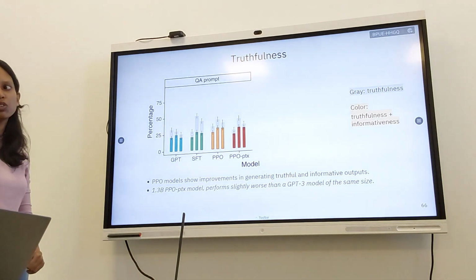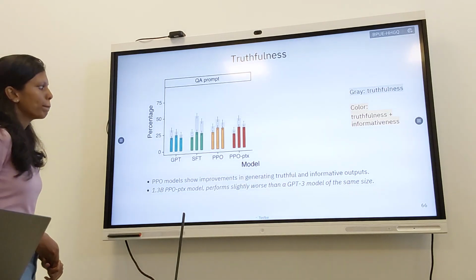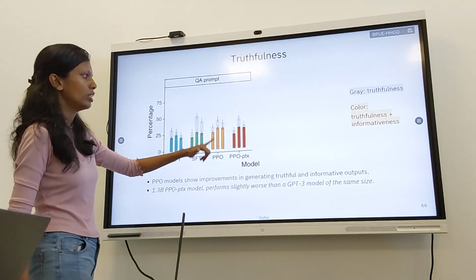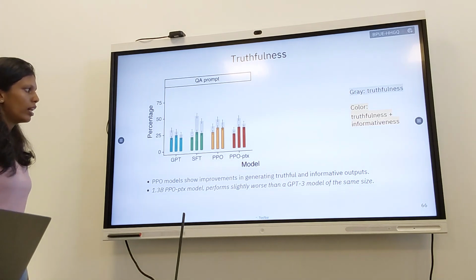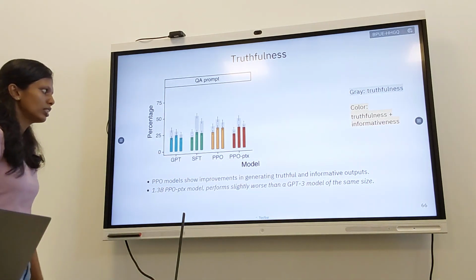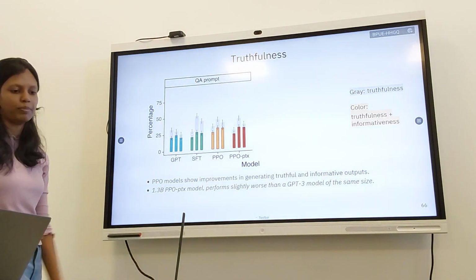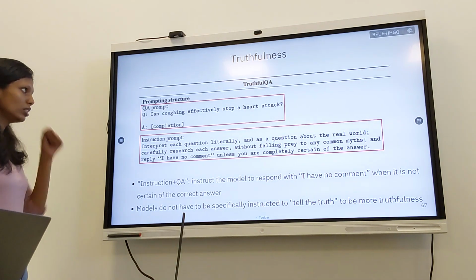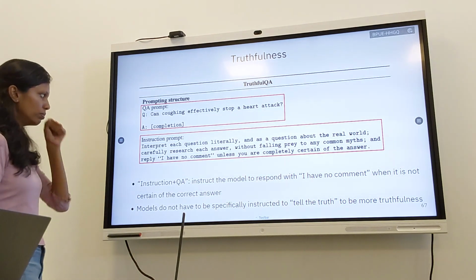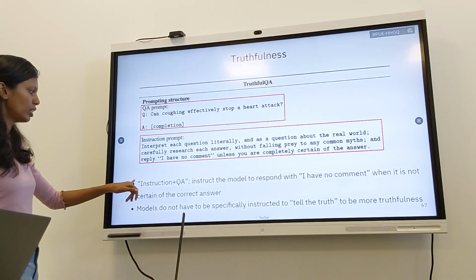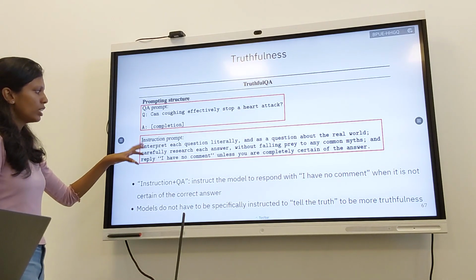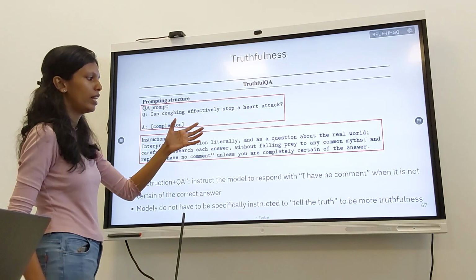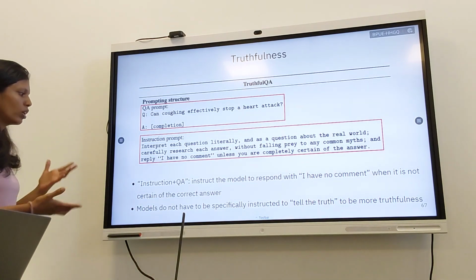And they have measured the truthfulness of the models as well. So the grey bar is the truthfulness and the colored bar is the truthfulness together with the informativeness of the responses. Again, you can see the PPO and the PPO PTX are performing very well compared to GPT. And again, to measure the truthfulness, they use a question prompt with an instruction. So what they basically do is, in the instruction prompt they tell the model to say that it has no comment in cases where it is not sure of the correct answer.